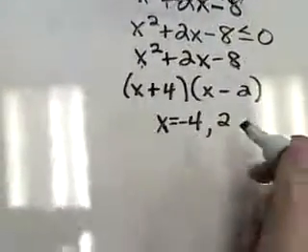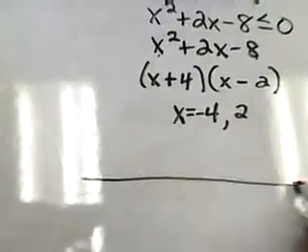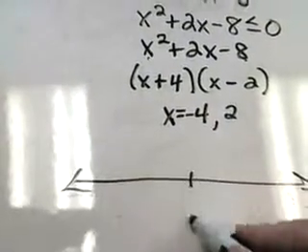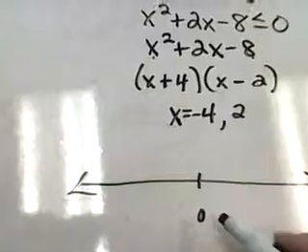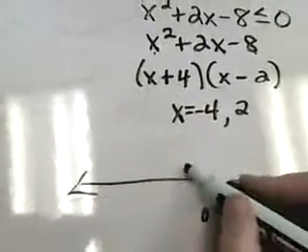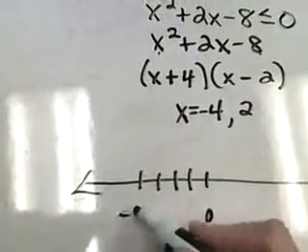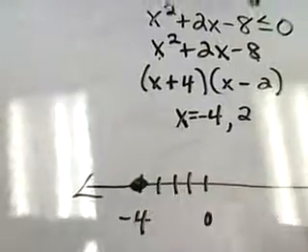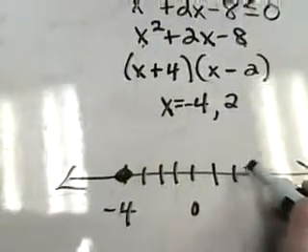Now with the number line method, it says plot these on the number line. Remember, I always like to remind myself where 0 is, but it's not exactly a point that we're plotting, of course. There's negative 4, and there's 2.